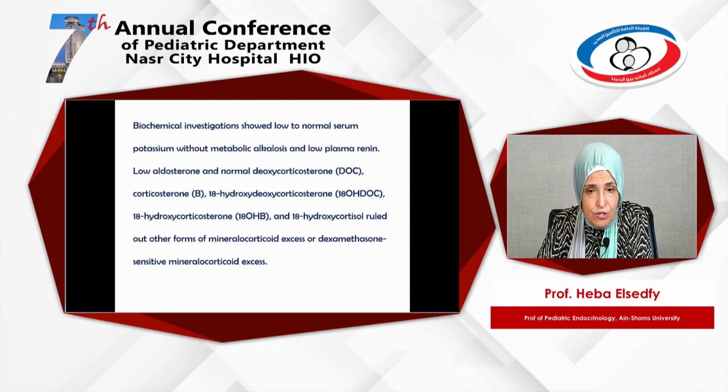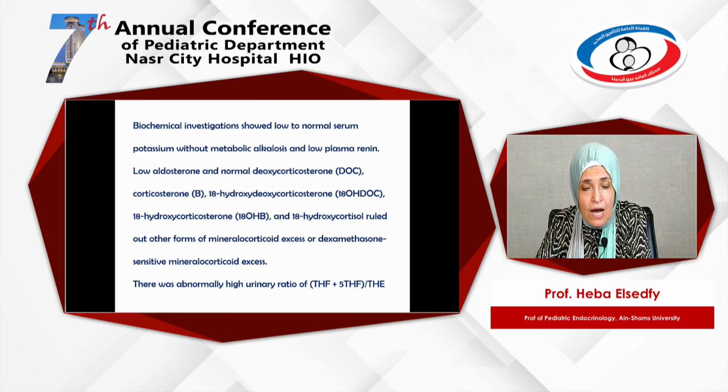The biochemical investigations showed low to normal serum potassium without metabolic alkalosis, and low plasma renin, low aldosterone, and normal deoxycorticosterone and the metabolites that are characteristic of glucocorticoid remediable hyperaldosteronism. We are left with apparent mineralocorticoid excess. We have low plasma renin, low aldosterone, and a high urinary ratio of cortisol to cortisone metabolites was confirmatory.